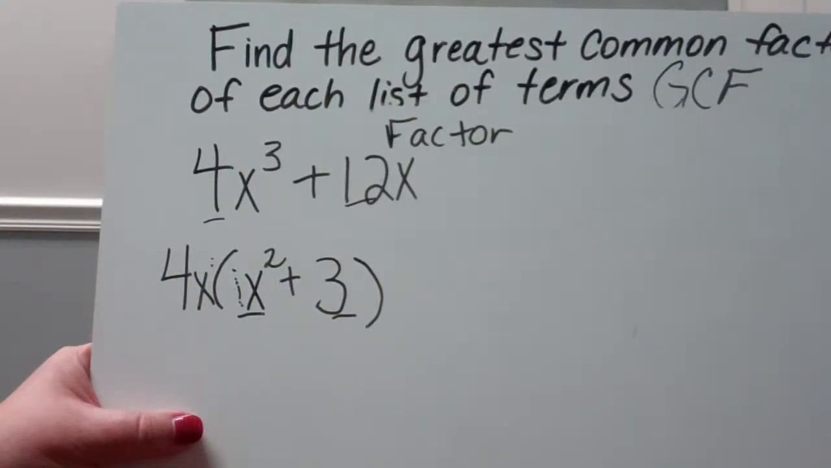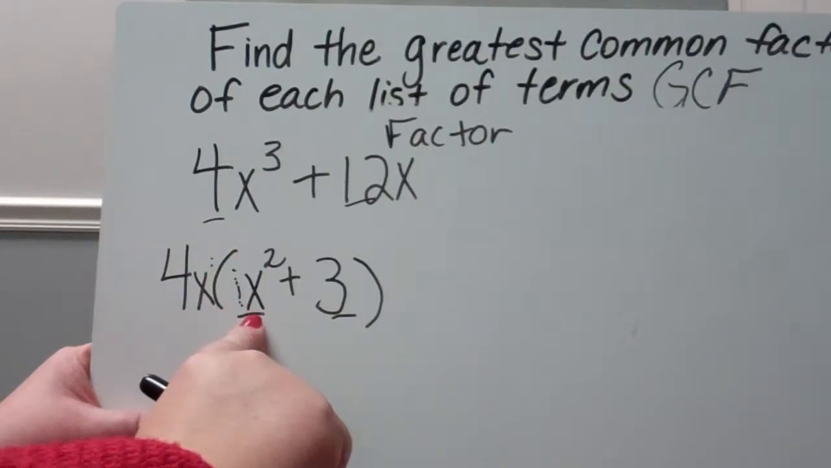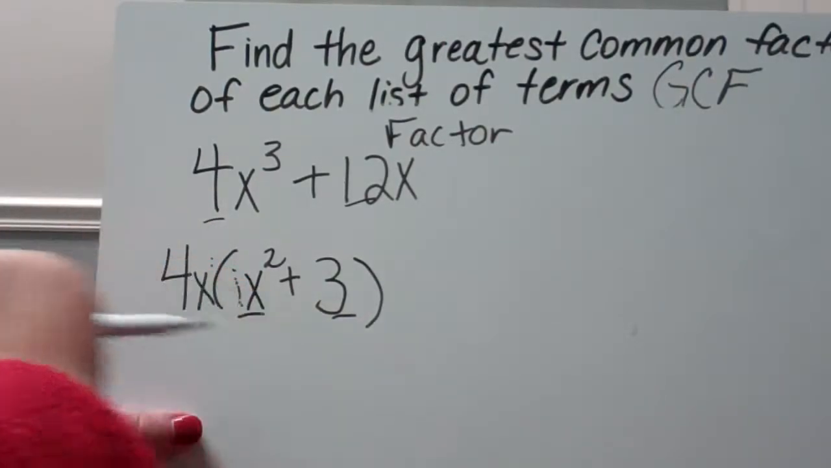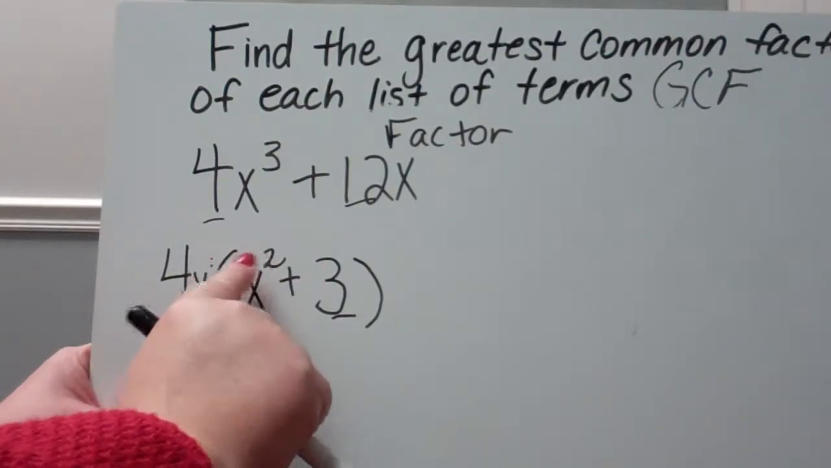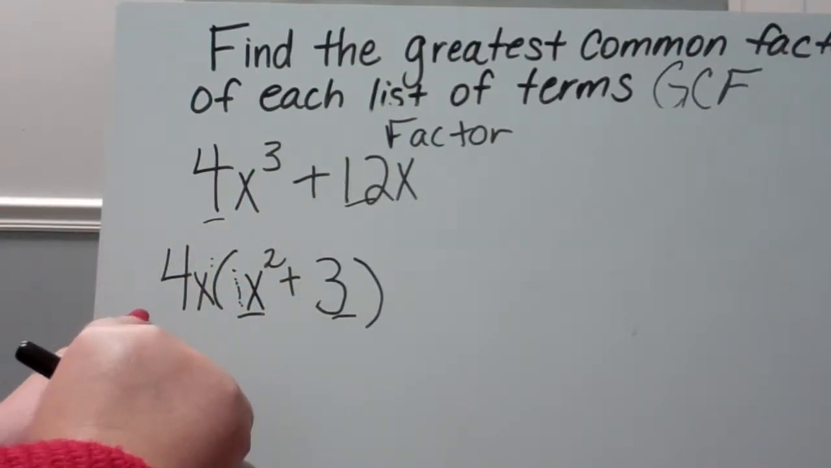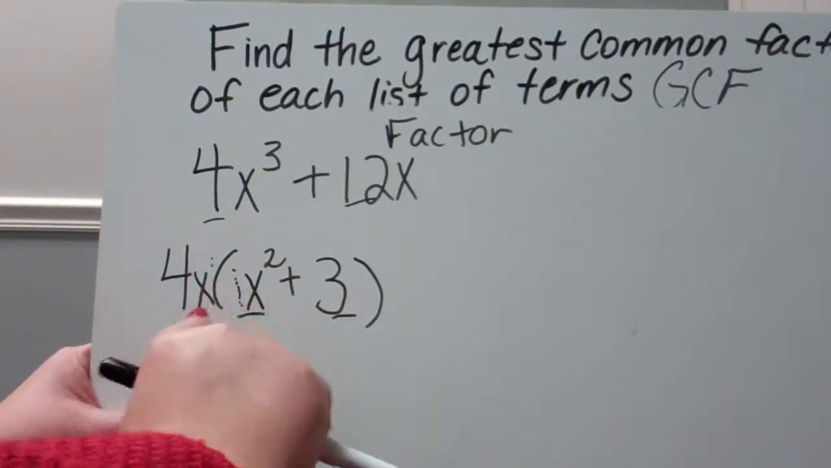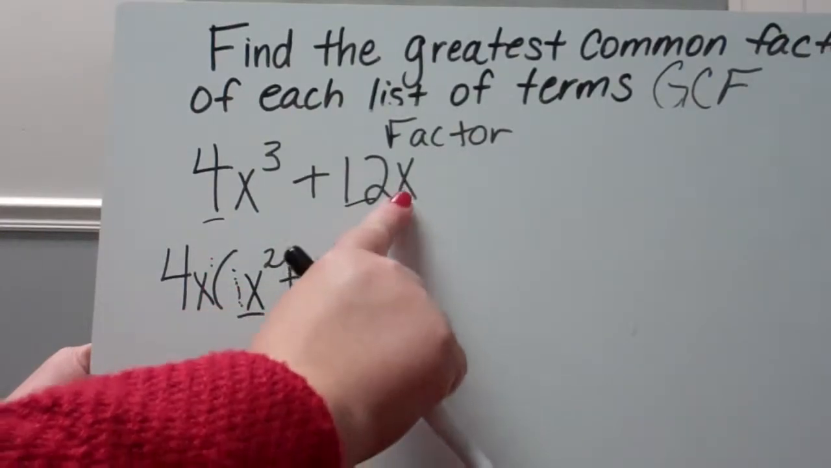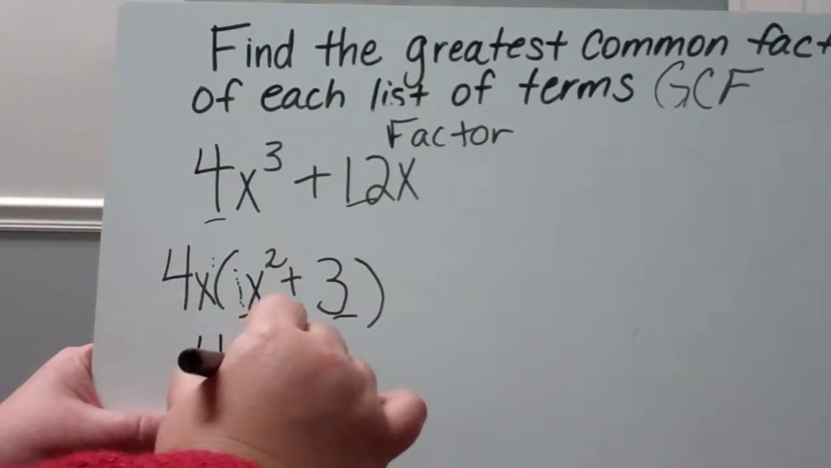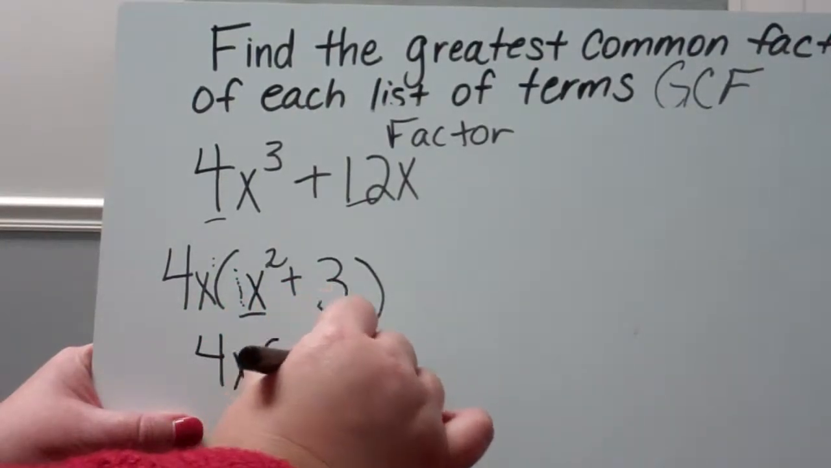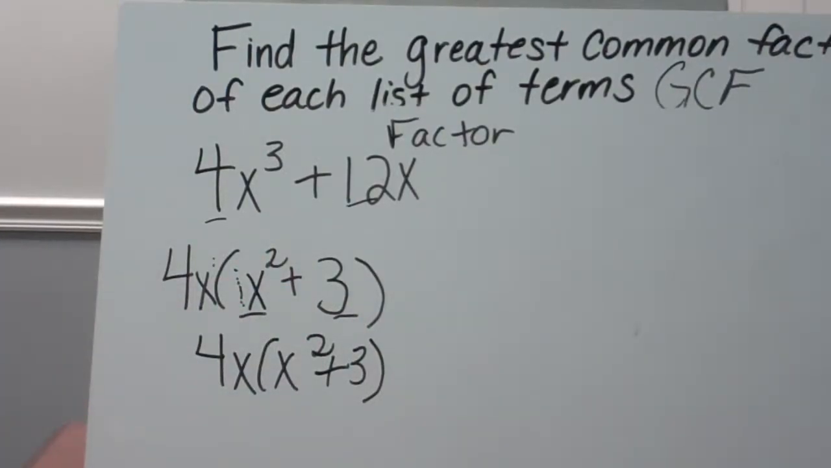Okay? You can always check yourself. Does this times this give you that? 4 times 1 is 4. X times x squared. Remember we add those exponents, it's x to the third. Yeah. 4x times 3. 4 times 3 is 12. Then x. So yes, we did that one correctly. So the answer should look like this when we factor that. That's factoring out the greatest common factor. Okay? So let's do another factoring out the greatest common factor.